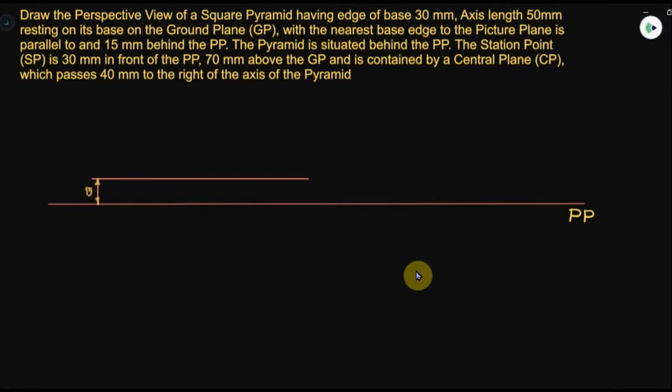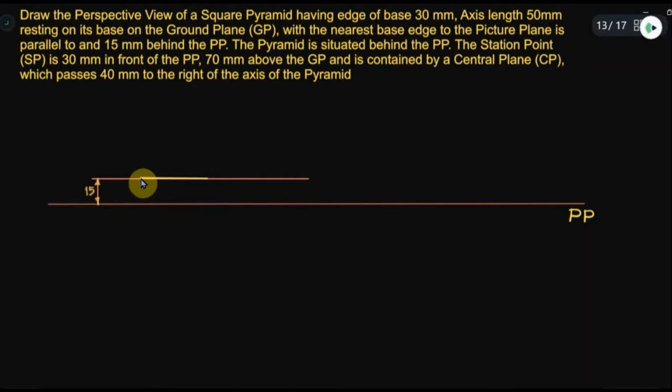And on this line now we have to mark one edge which is parallel to the picture plane, one base edge of the square pyramid. See, we are going to mark one edge here. The square pyramid base edge is 30 mm. So let's say this is that edge. So we represent here, that is 30 mm.